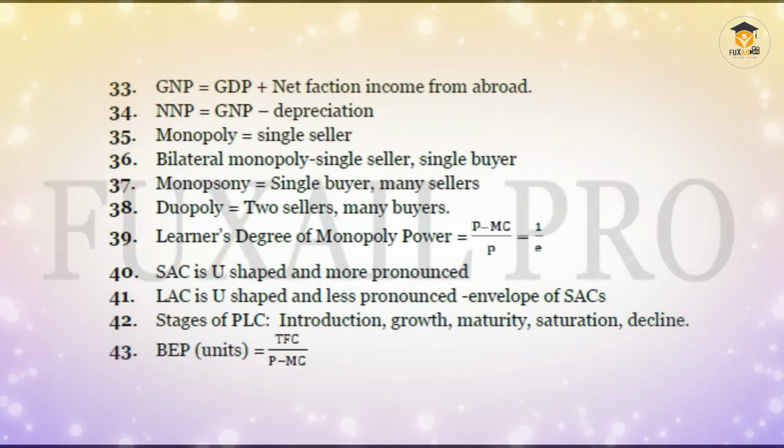37. Monopsony equals single buyer, many sellers. 38. Duopoly equals two sellers, many buyers. 39. Lerner's degree of monopoly power equals. 40. SAC is U-shaped and more pronounced. 41. LAC is U-shaped and less pronounced, the envelope of SACs. 42. Stages of PLC: introduction, growth, maturity, saturation, decline. 43. BEP, units, equals.